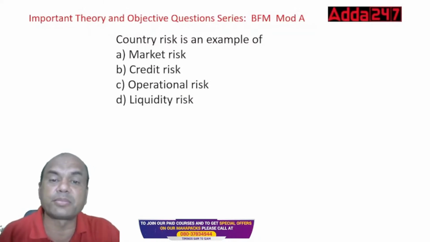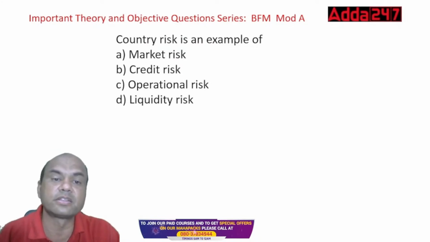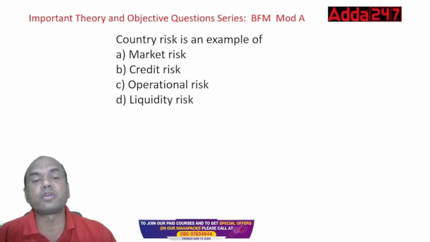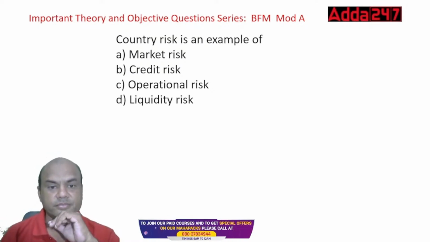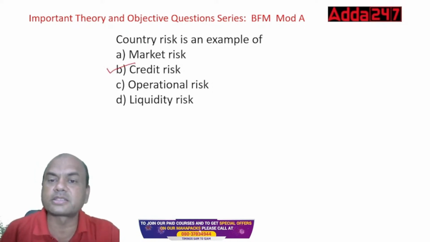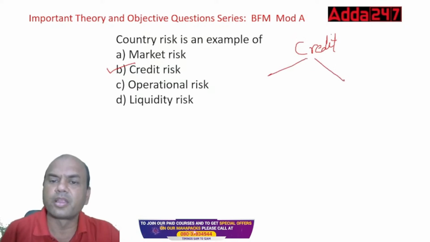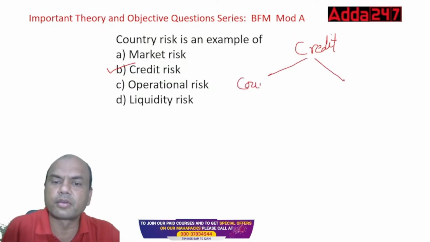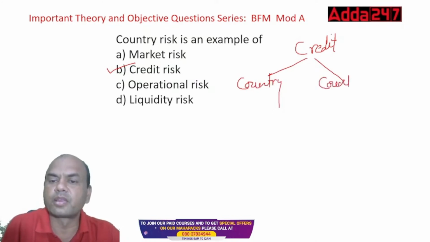Country risk is an example of market risk, credit risk, operational risk, and liquidity risk. So country risk is an example of what? It is credit. Okay, remember credit risk is of two types. Credit mainly, there can be various types, but mainly two types. Okay, one is country and second is counterparty.